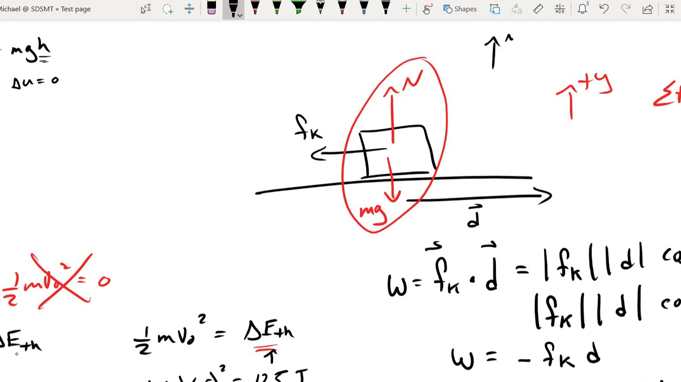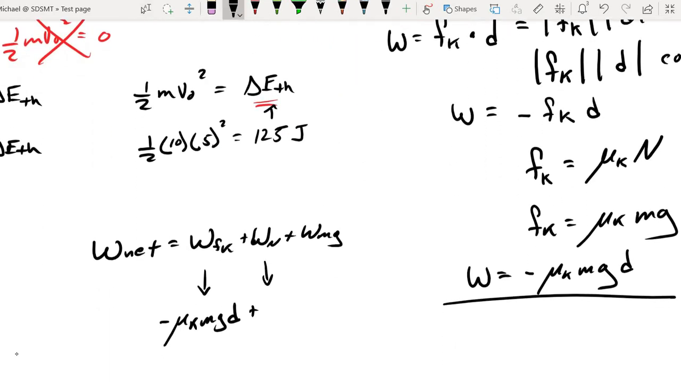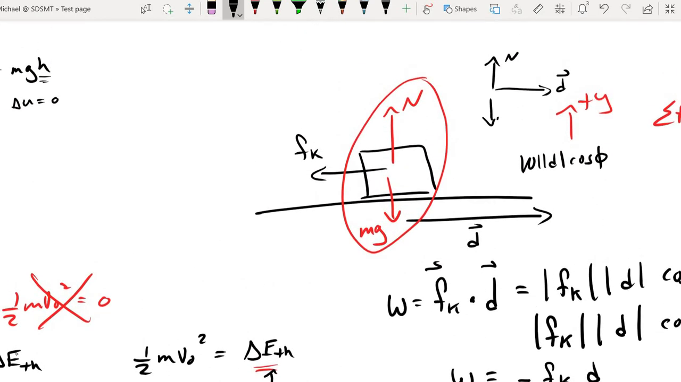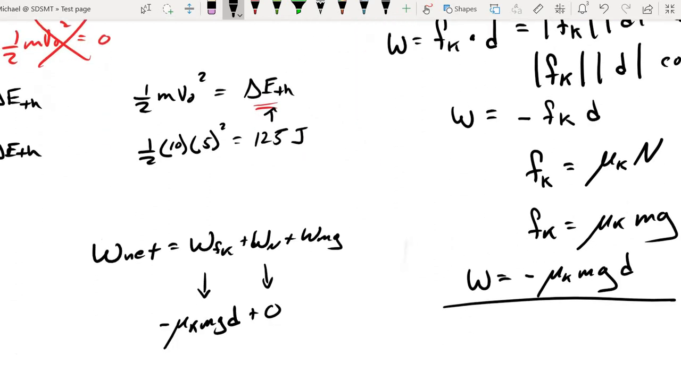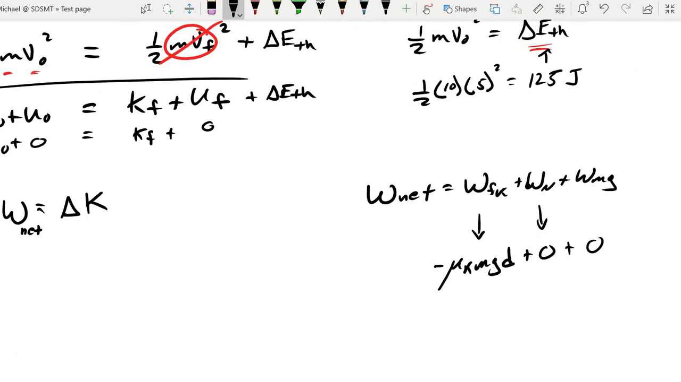Well, the normal force is at a 90-degree angle with respect to displacement. So the moment I put that into our evaluation, cosine of 90 degrees is 0. The normal force doesn't contribute to any work. Likewise, gravity is at a 90-degree angle with respect to the displacement, and so gravity is not going to do any work in this case. There we go. There's the net work. It's just the friction in this case.